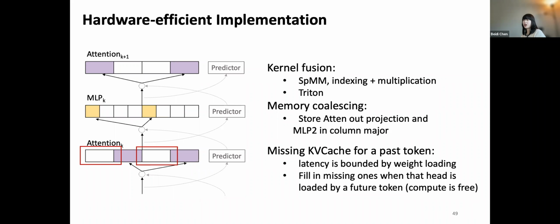And the last one is, if you look at the 2 red rectangles on the left, what happens to those heads if we don't compute the KV cache of a previous token and we want to generate something after that? Then it doesn't have anything to attend to, right? So the smart thing is we're exploiting the fact that this latency is usually bounded by the weight loading. So as long as we don't load those QKV out projections, it's free. So we can fill in all these missing ones when that head is activated or loaded by a future token. And since the computation is free, once I load the weights of the head, computing 1 token or 2 tokens or 10 tokens is basically the same because compute is free.